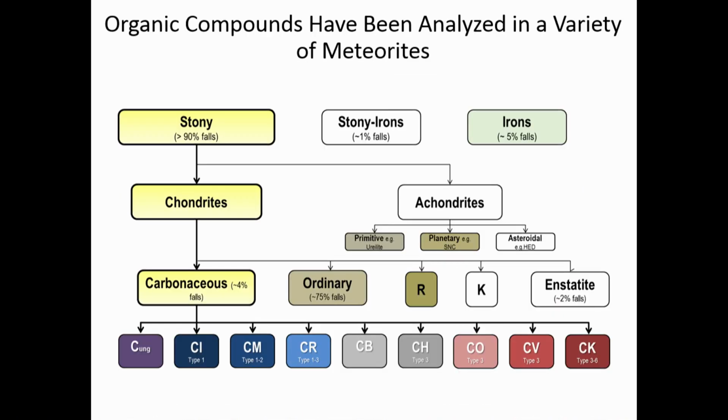Organic compounds have been analyzed in a variety of meteorites. Here's a simplified chart showing different types of meteorites. There are the irons, the giant irons you'll see in museums, but most meteorites that fall are stony meteorites.